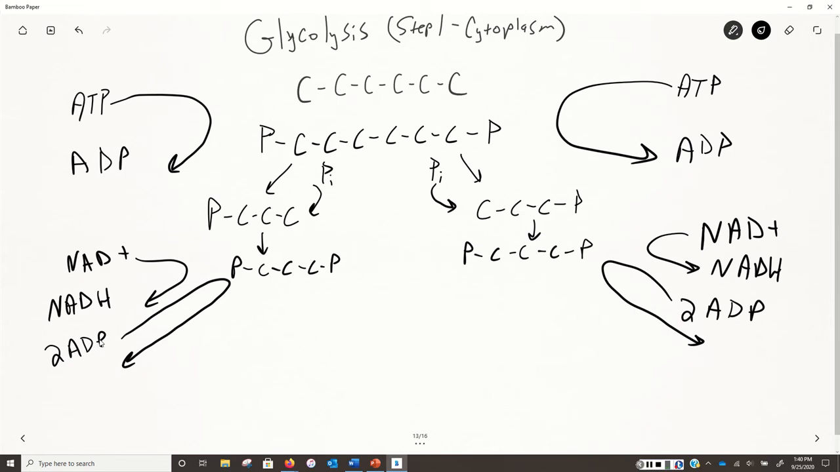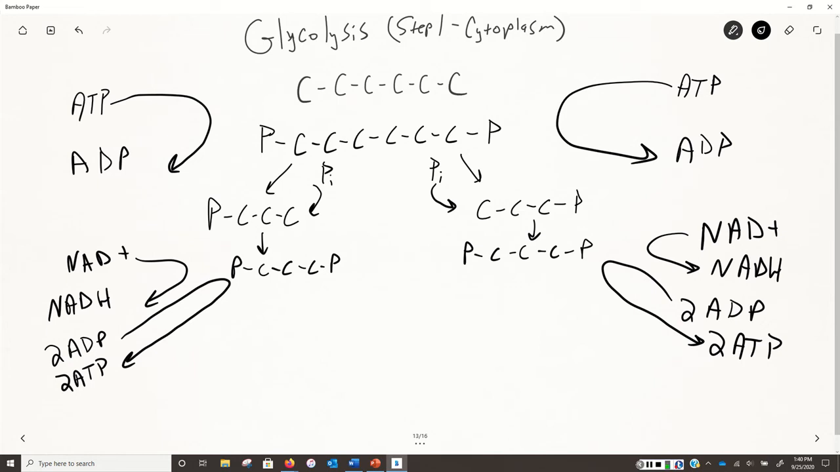That is substrate level phosphorylation. And we're going to make 2 ATPs from that. And over here, we're going to make 2 more ATPs from that. So we just made 4 molecules of ATP. We have just seen the first bit of energy production from cellular respiration. Now, we've still got a long way to go. That was just the first bit.